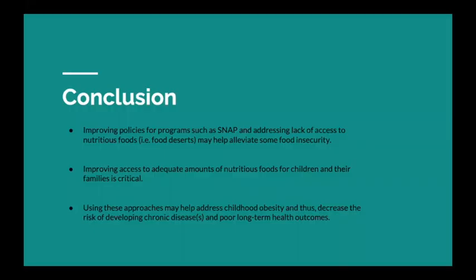In conclusion, childhood obesity is an ongoing public health concern in the US. Our study found that the food insecurity domain of social determinants of health was significantly associated with childhood obesity. Given the poor health outcomes associated with childhood obesity, improving policies for programs such as SNAP and addressing lack of access to nutritious foods may help alleviate some food insecurity. Improving access to adequate amounts of nutritious foods for children and their families is critical. And using these approaches may help address childhood obesity, thus decreasing the risk of developing chronic diseases and having poor long term health outcomes.